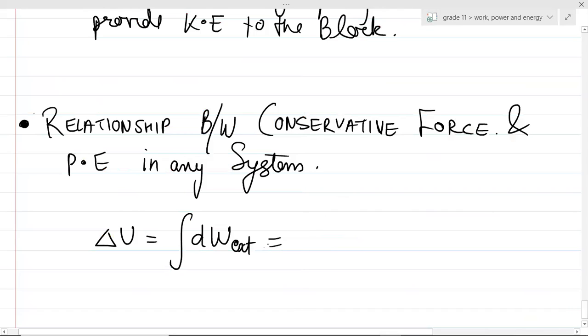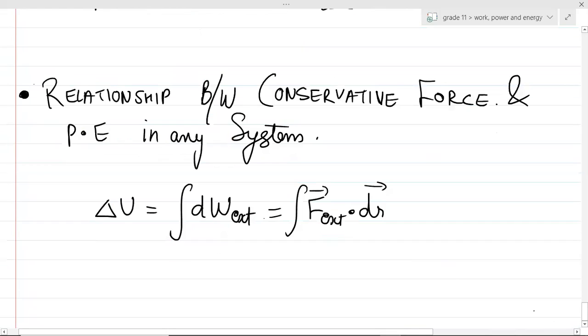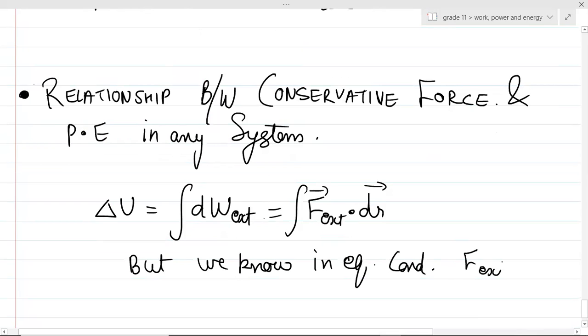I think this is our fifth lecture. But anyways, W external can be written as integration of F external dot dr. Enough? So we can write it like this. But we know this as well. Please remember, in equilibrium conditions, F external is negative of F conservative. I told you, this external force and conservative force will always be equal and opposite to each other, and one will be slightly greater than the other depending upon where you want to shift the object, right?